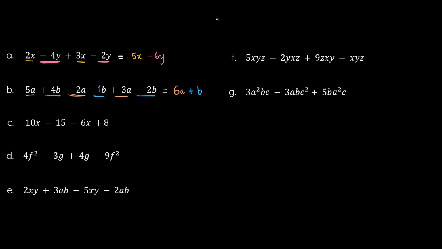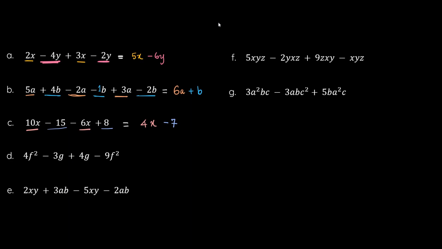Alright, so let's go to the third question. We can see that 10x and minus 6x are two like terms, and these constants, minus 15 and plus 8, are like terms. So let's solve this. This is equal to 10x minus 6x, that's just 4x, and minus 15 plus 8. Minus 15 plus 8 is minus 7.